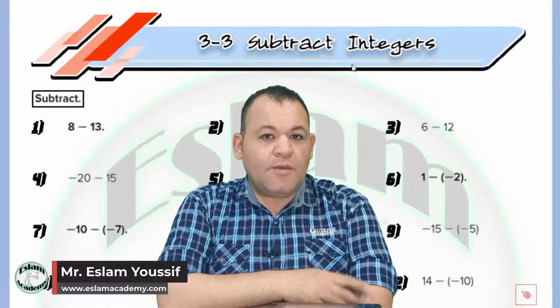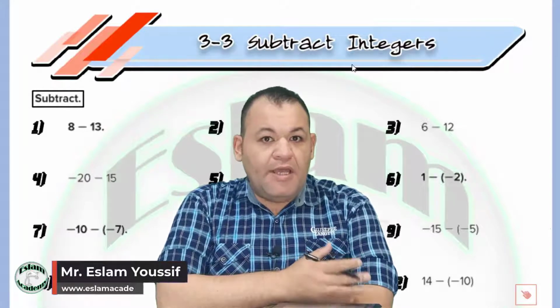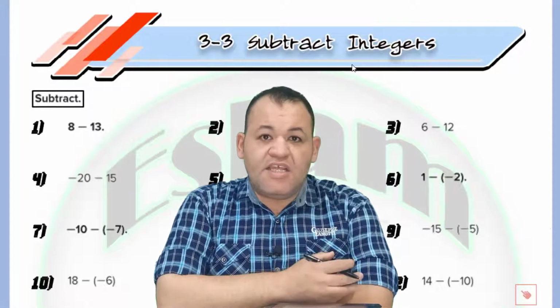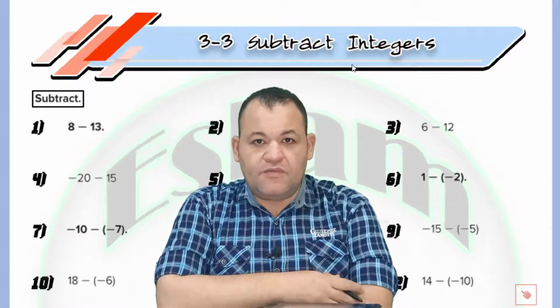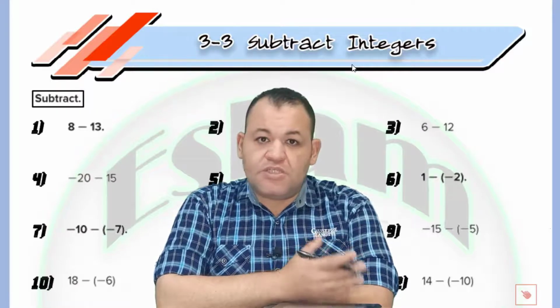In this video we are talking about subtracting integers. Again, what is the meaning of the integers? Integers are the numbers which form from positive and negative and zero. Anything related to the increase will be positive. Anything related to the decrease will be negative. Zero is neither positive nor negative.